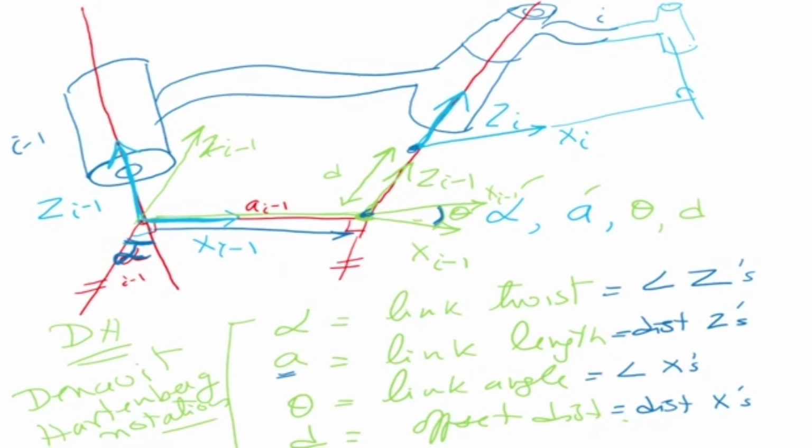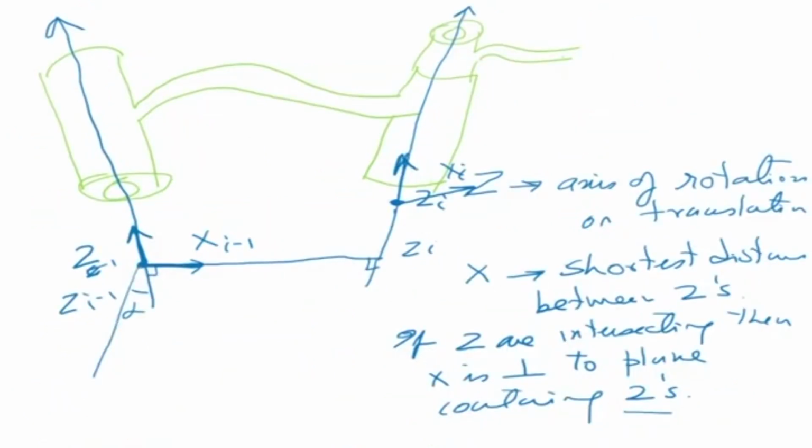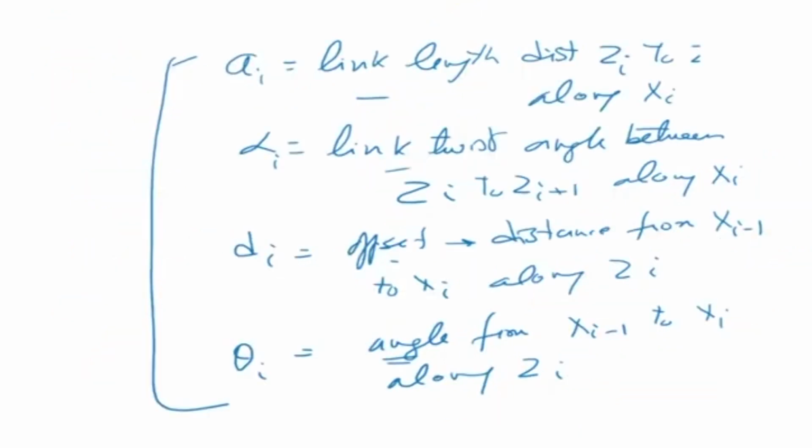How do we assign axes? The z-axis is the axis of rotation or translation. The x-axis is the shortest distance between the z's, and in case the z's are intersecting, then it is perpendicular to the plane containing the z's. Okay, let's take an example. We start off with very simple examples. So we have a manipulator system like this, with three links like this. This is my manipulator.